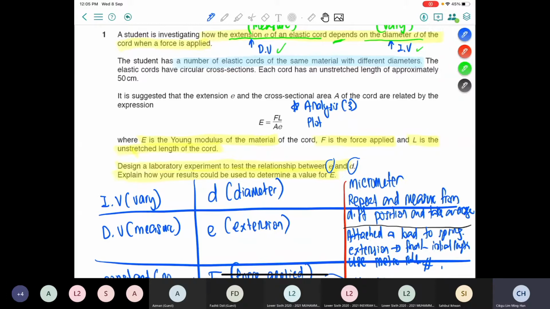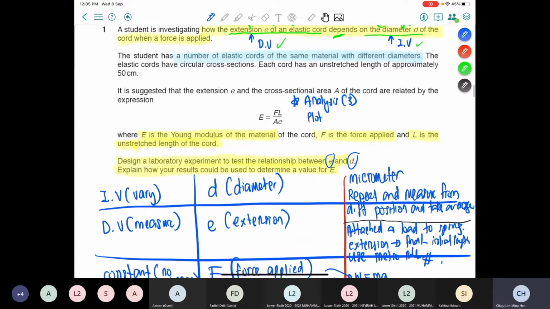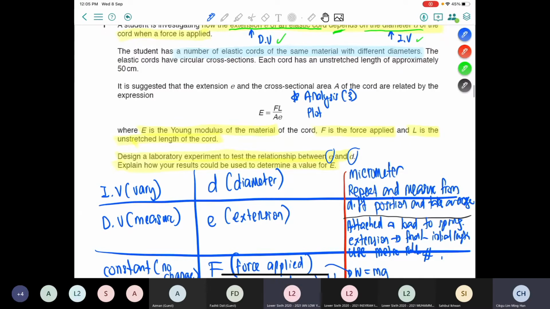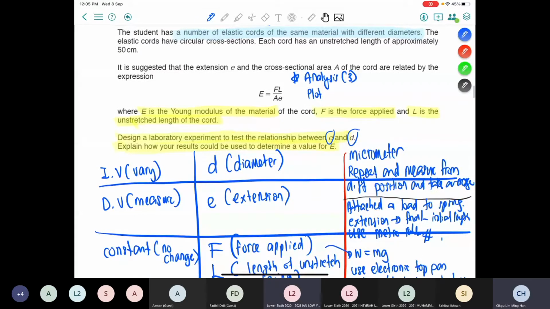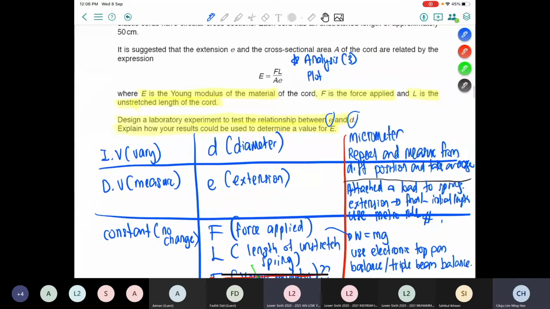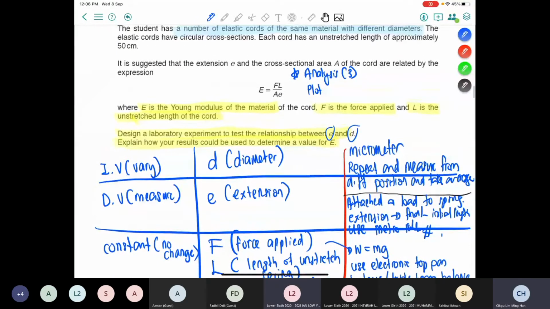Anybody can help? I don't have my D here. Before you look at the area, sir? Area. Area, D is diameter, right, sir? Pi D square over 4 is A.